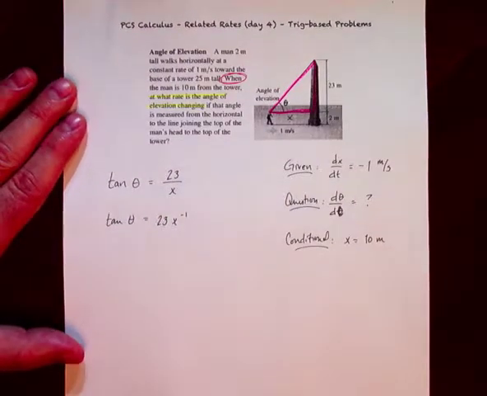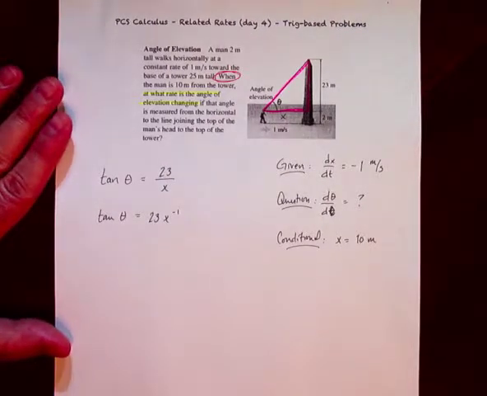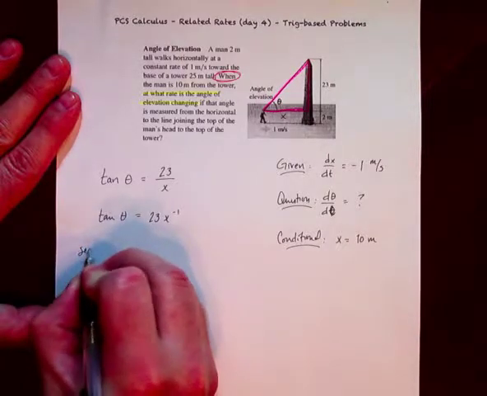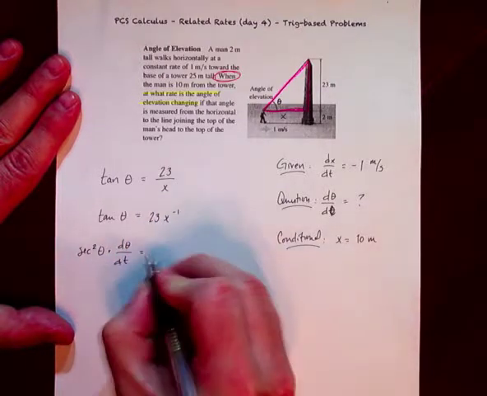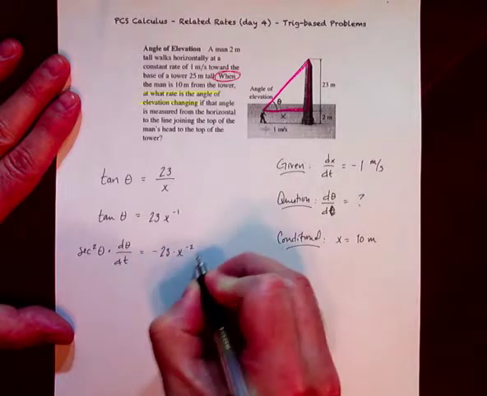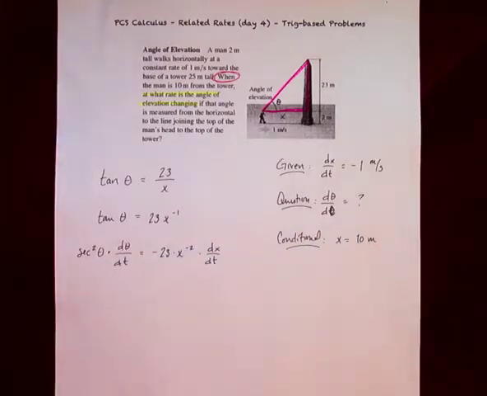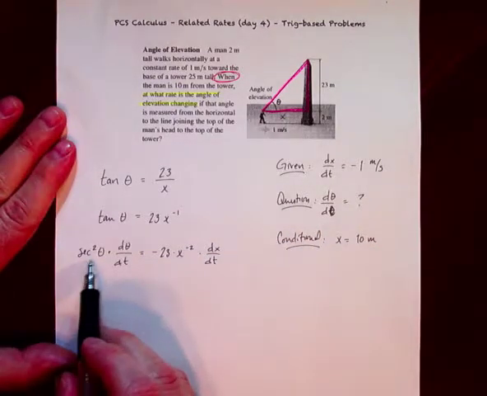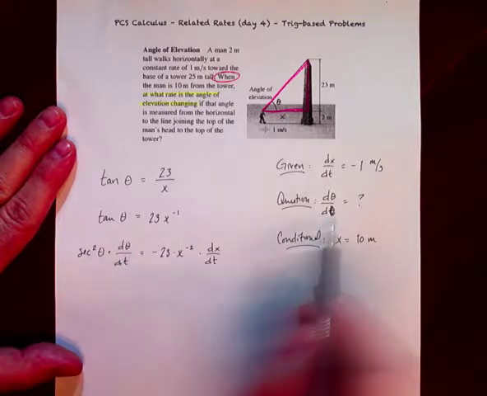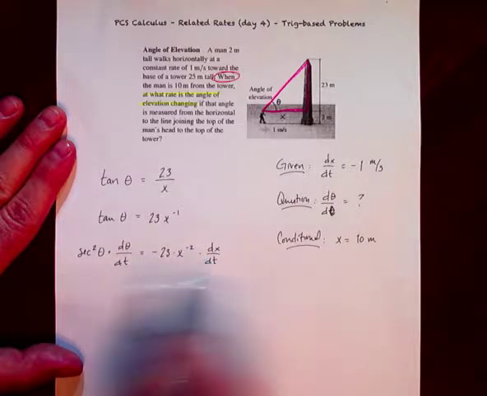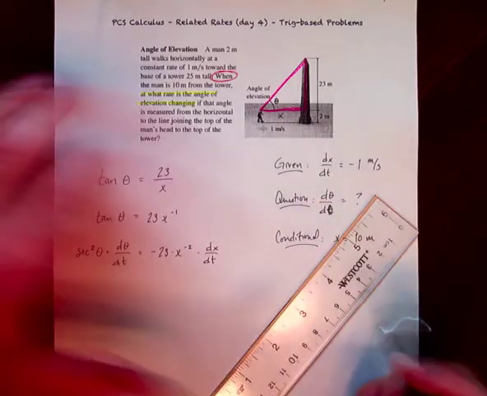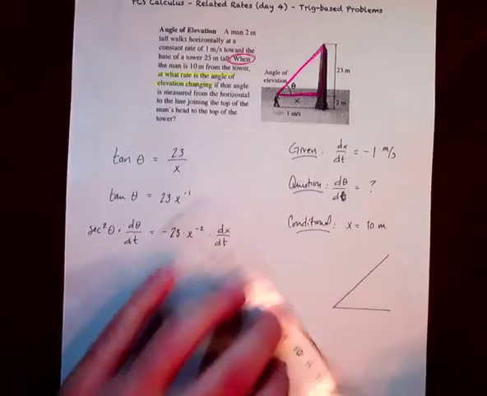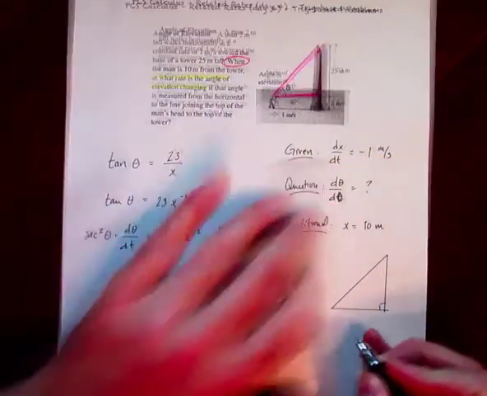Okay, well, let's see what happens when I differentiate with respect to t, and let's see whether I have everything that I need. This becomes secant squared theta times dθ/dt, and that is equal to negative 23 times x to the negative 2 times dx/dt. Okay, well, I have dθ/dt, or I'm looking for dθ/dt, so I should assume that I don't have it. I have x and I have dx/dt. The only thing I don't have is theta, but I have a particular scenario of that triangle. And at that particular scenario, at the time when x is equal to 10, theta will have a very particular value.